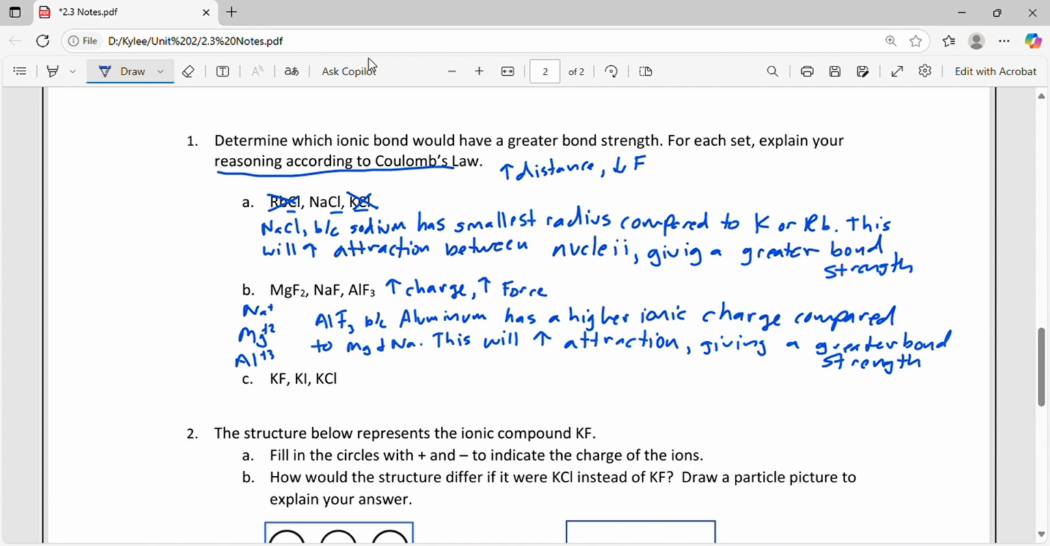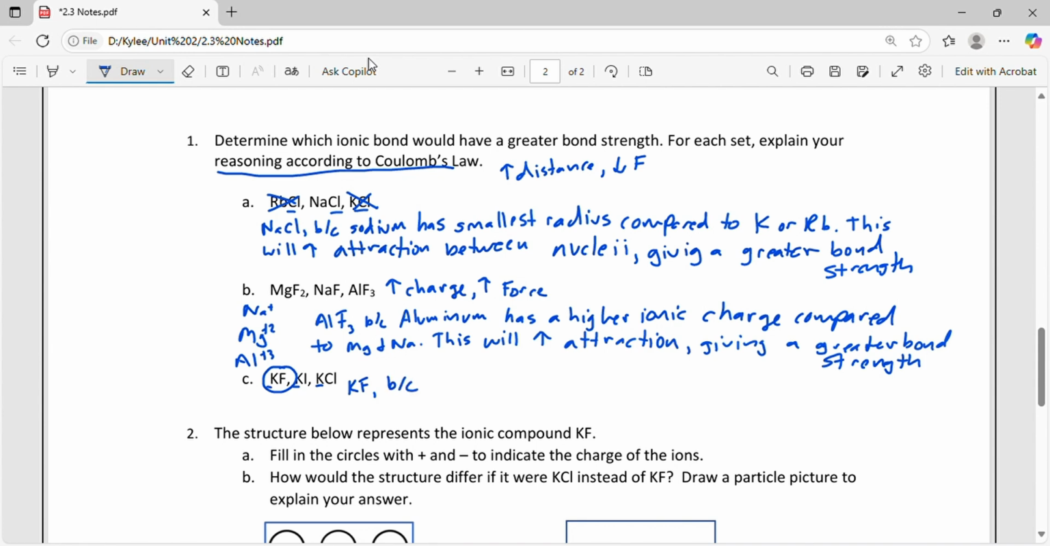Last example, C, we've got potassium with iodine or chlorine. So this seems very similar to letter A. I need the one that's going to have the smallest radius. And out of those anions, fluorine has the smallest radius there. So I would say KF. And my explanation is going to be essentially the same thing that I wrote for letter A.